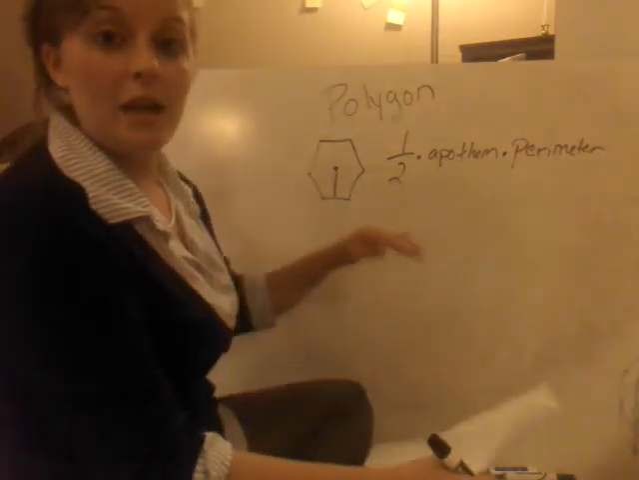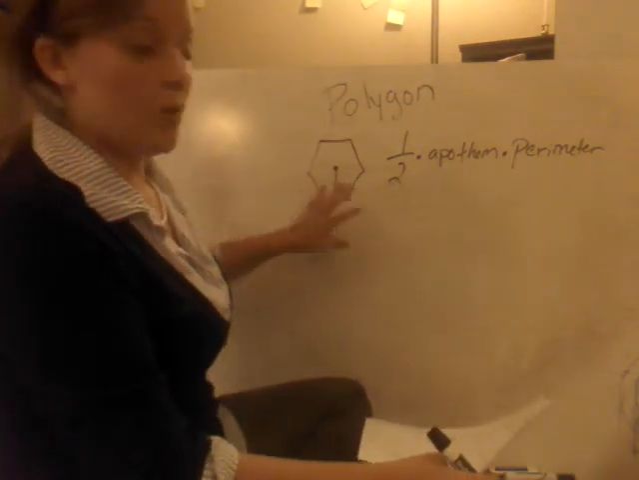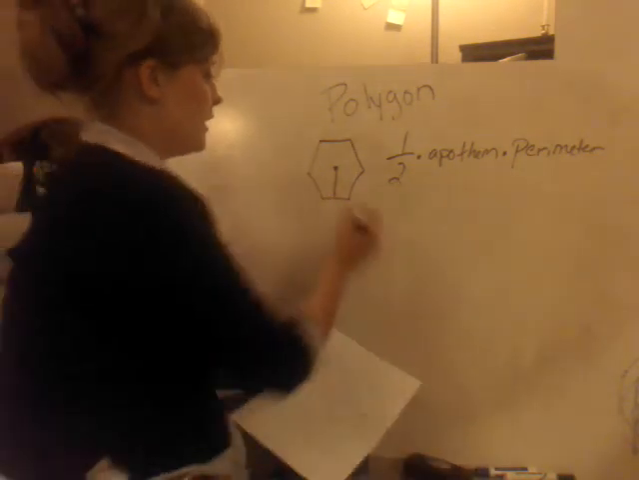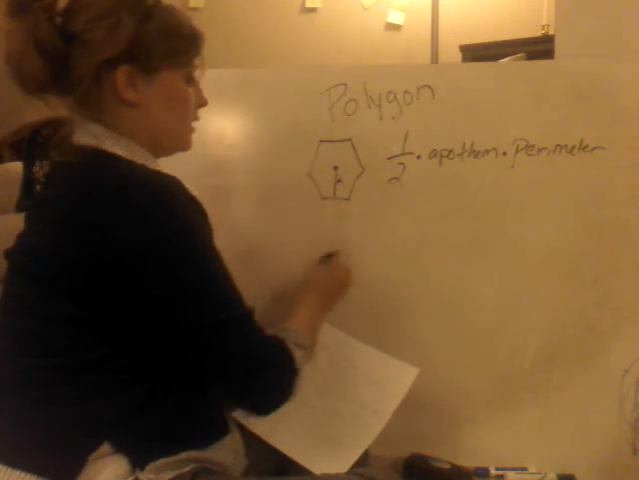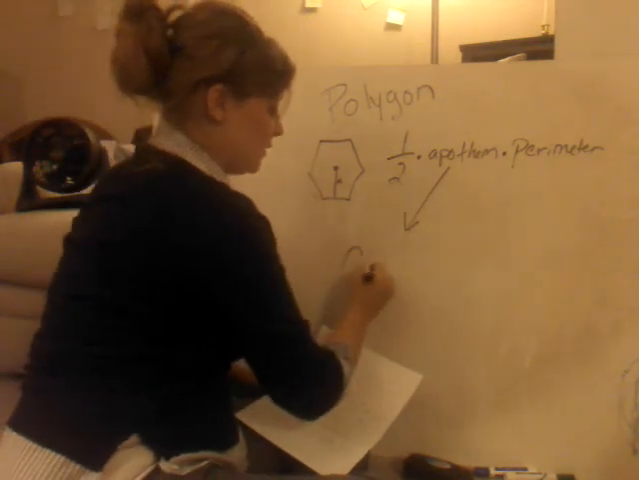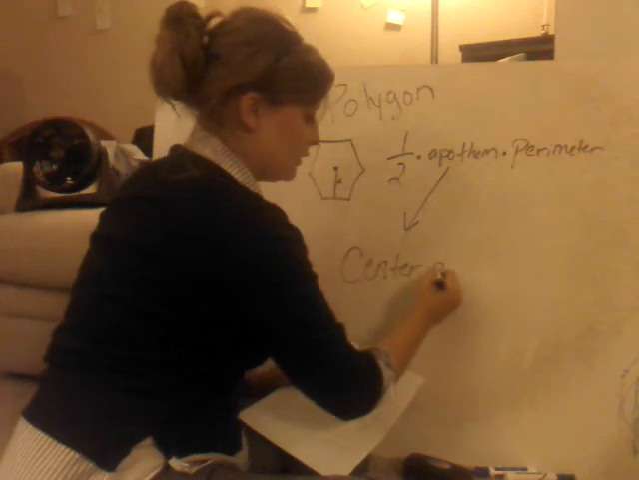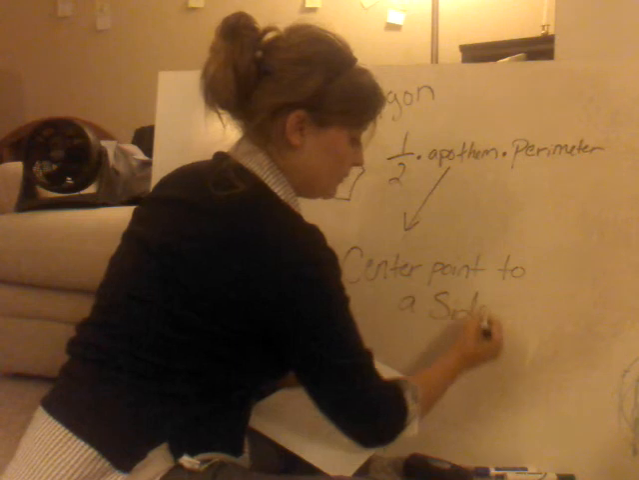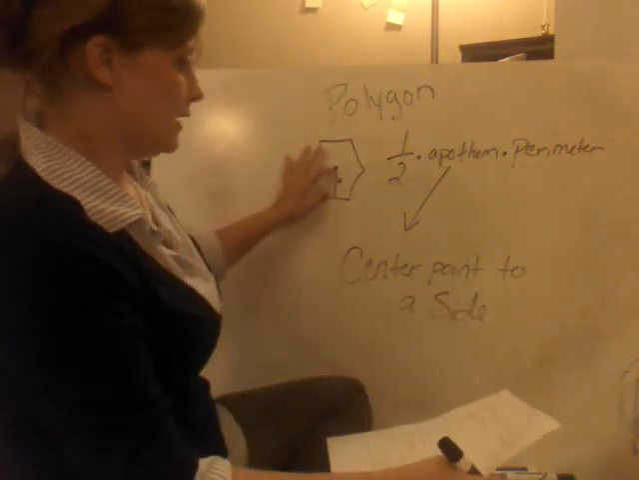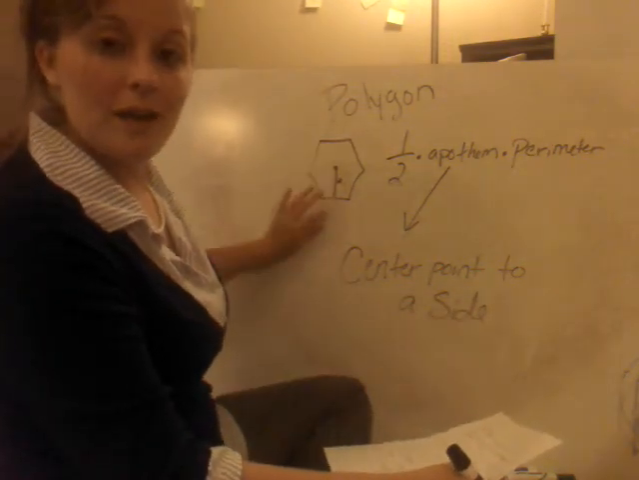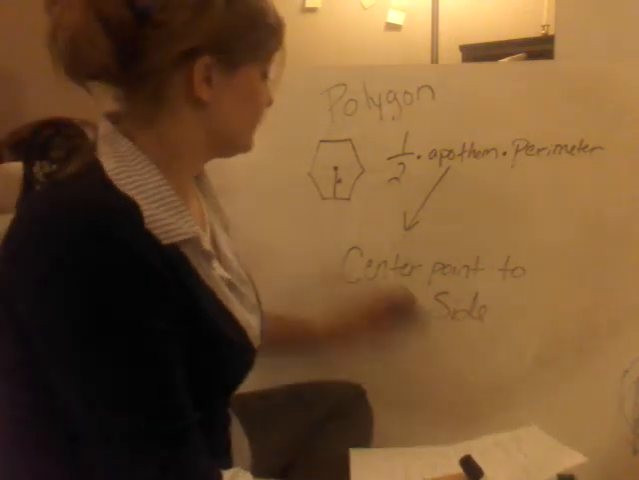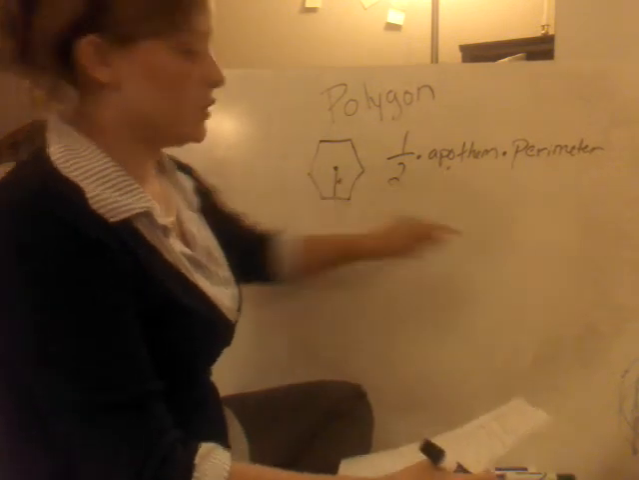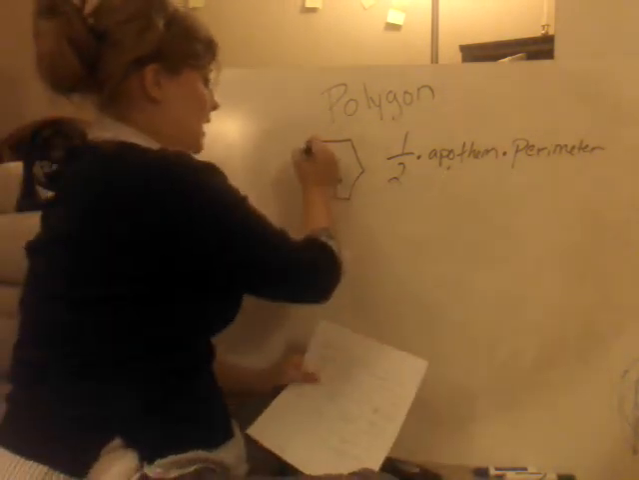Okay, so this is like high level area. You won't see this a whole lot, but you will see it, so you need to understand it. The apothem is this right here. Okay, so this is the center point to a side. That's all it is. The center of the polygon to any side. Alright? And the perimeter is the same thing that we've been doing the whole time. It's just the outside. So I'd have to add up all of these sides.